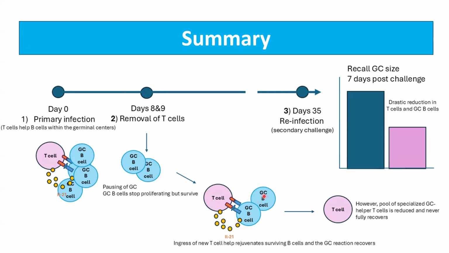And this seems to reboost those germinal center B cells to start proliferating again until they get to the capacity that they should. However, the T cells never get back to the original numbers, and so the pool of TFH cells within that germinal center remains reduced. It never fully recovers. And so when you reinfect or re-immunize or give a secondary challenge 7 weeks later, the recall germinal center response is impacted.